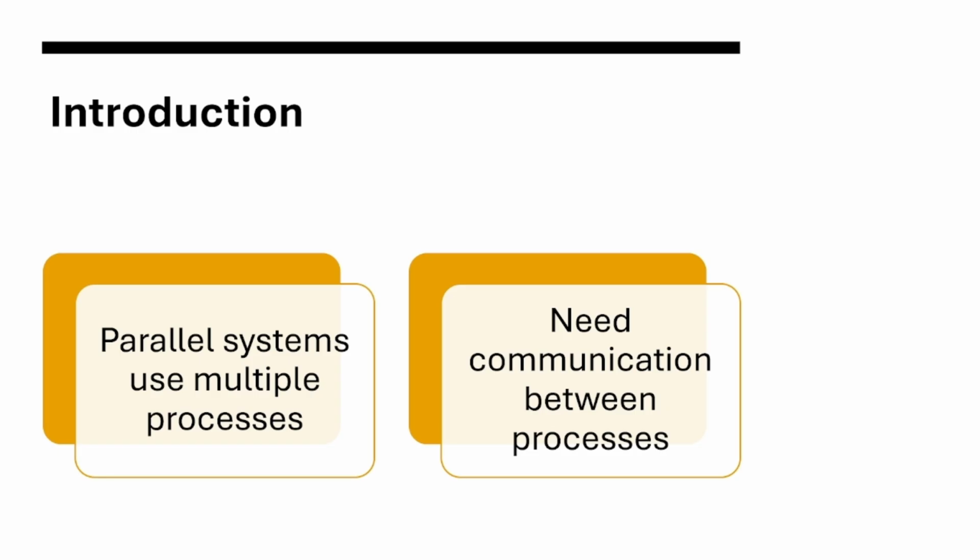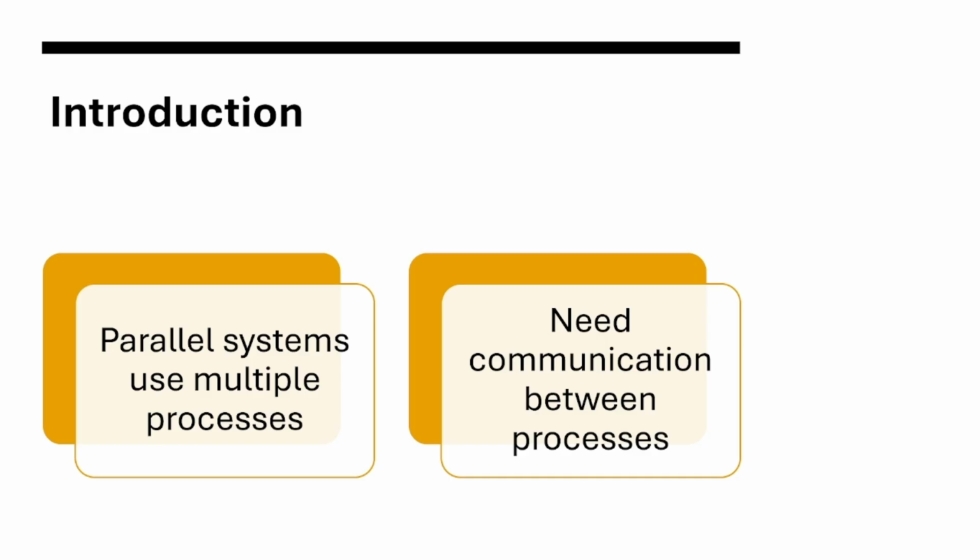Since these processes may not share the same memory, especially in distributed systems, communication becomes essential. It allows the processes to exchange the data that is required for computation, coordinate execution, that is to maintain the correct order, and synchronize results across the different processors.